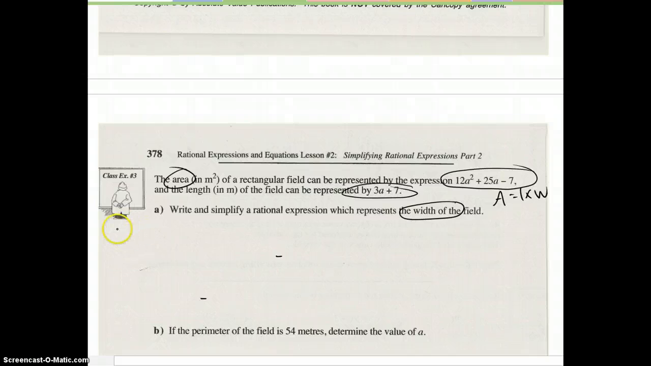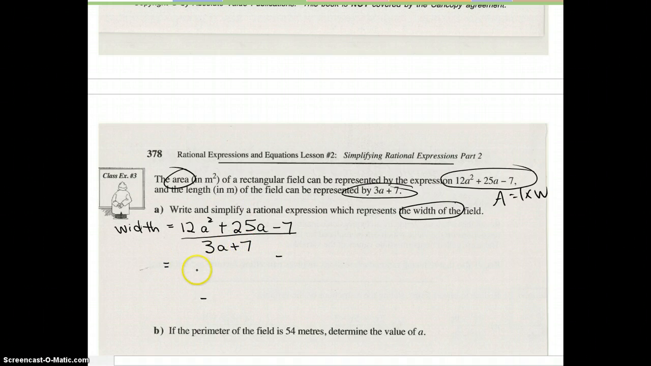What we want to do is know that the width would equal the area divided by the length. So that's what we're going to do. The width is the area, and the area, of course, they gave us is 12a squared plus 25a minus 7, and we're going to divide that by the length, and the length was given as 3a plus 7.